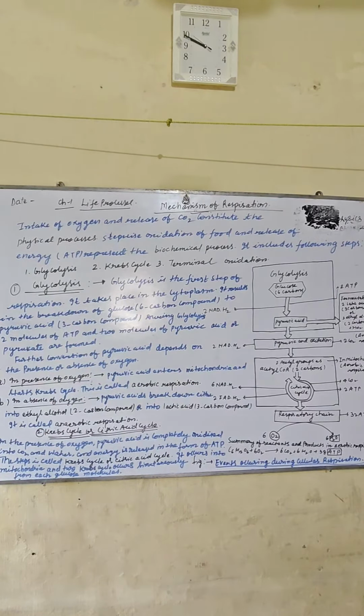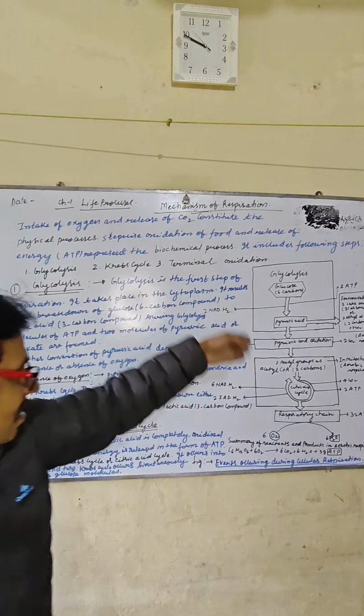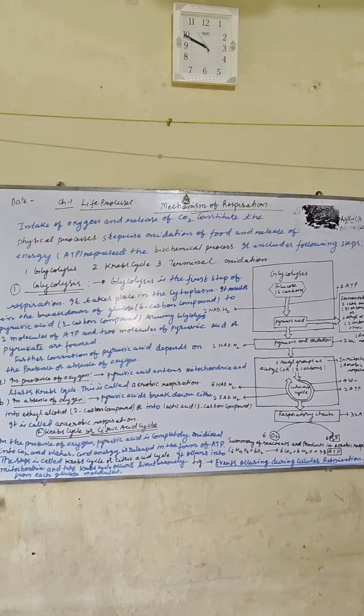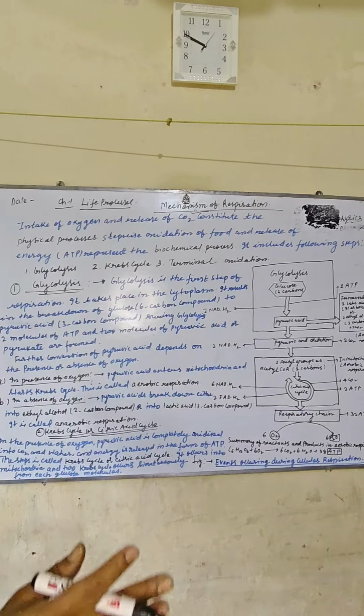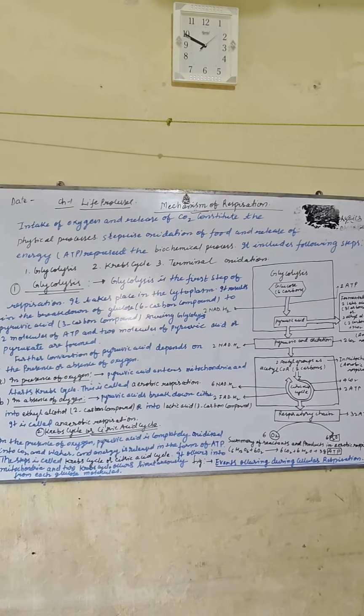As you see in the diagram, glycolysis is the first step of respiration. It takes place in the cytoplasm. It results in the breakdown of glucose, a 6 carbon compound, to pyruvic acid, a 3 carbon compound. During glycolysis, 2 molecules of ATP and 2 molecules of pyruvic acid, or pyruvate, are formed. Further conversion of pyruvic acid depends on the presence or absence of oxygen.